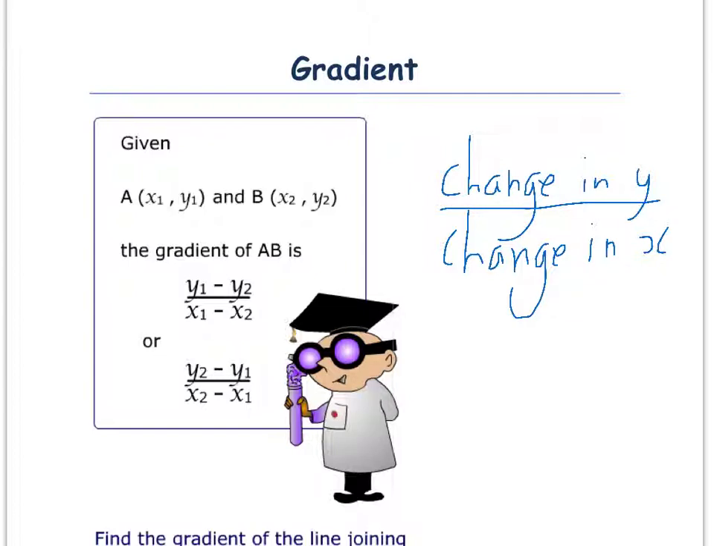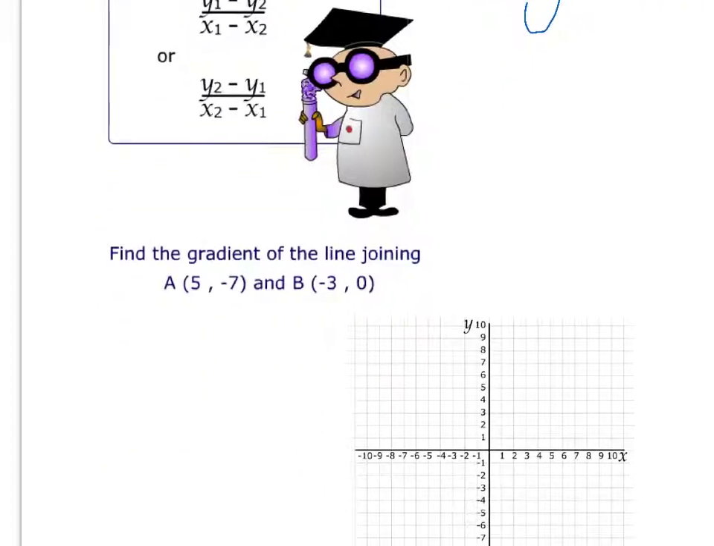Now, a really common mistake with gradient is by accident doing change in x divided by change in y. So make sure you check your calculations when you've done to make sure you've done change in y divided by change in x. And the other thing that people make mistakes on is they do y2 take away y1, and then on the second one they do x1 take away x2. You've got to be consistent through both. So it's probably a good idea to label which one you're going to have as number 2 and which one as number 1.